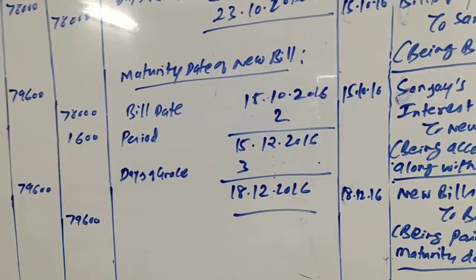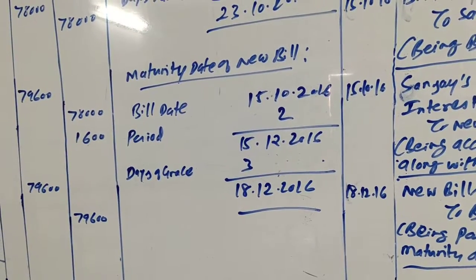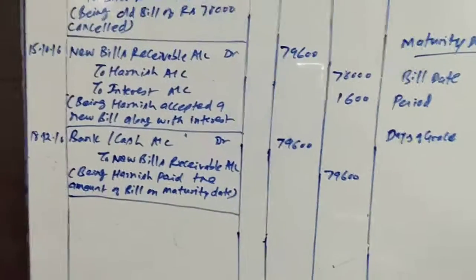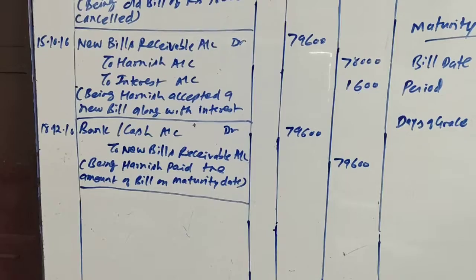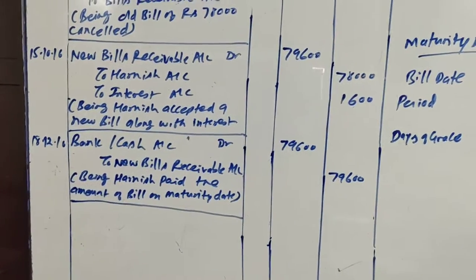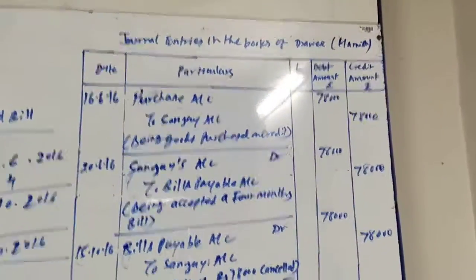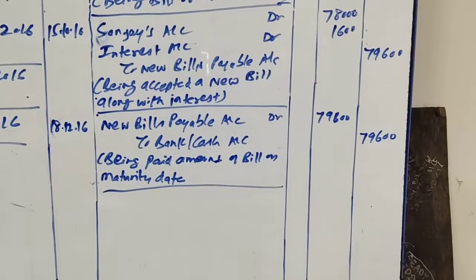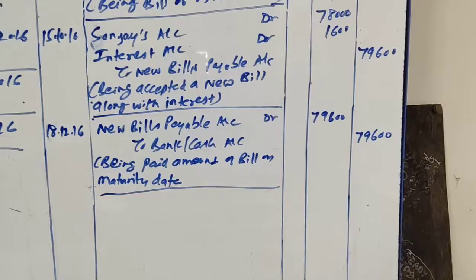Now on 18/12/2016 Harnish paid the amount of bill, so we will pass entry for the payment received by Sanjay and paid by Harnish. First of all, in the books of Sanjay, bank or cash account debit to new bills receivable account being Harnish paid the amount of bill on maturity date, and in the books of Harnish, new bills payable account debit to bank account or cash account being paid amount of bill on maturity date.